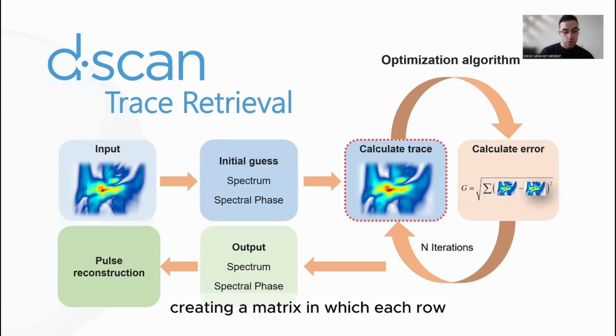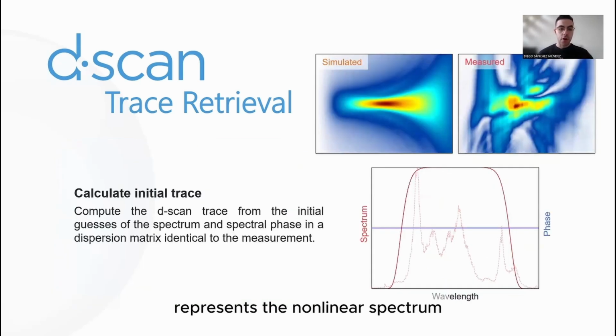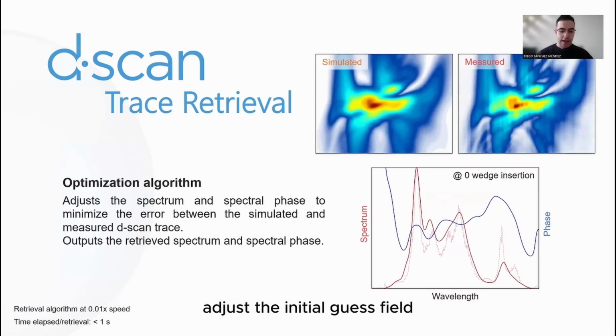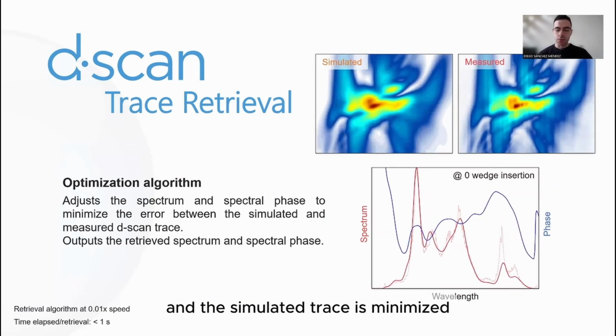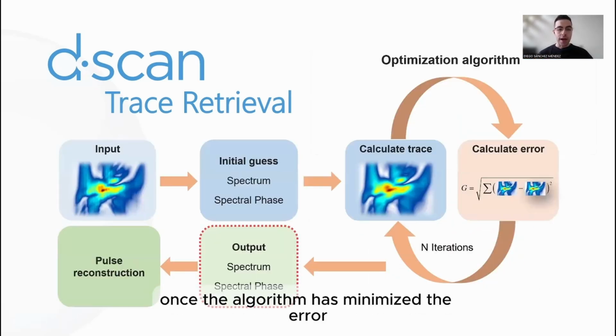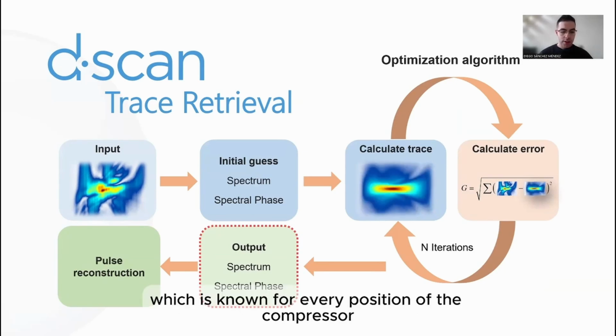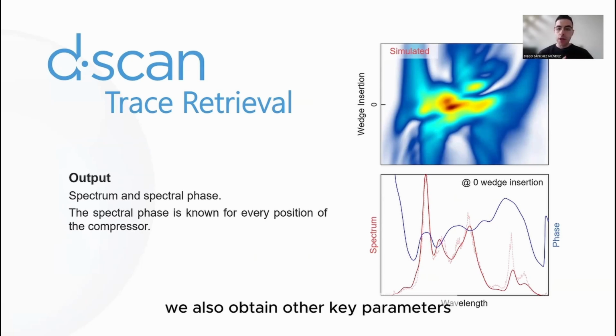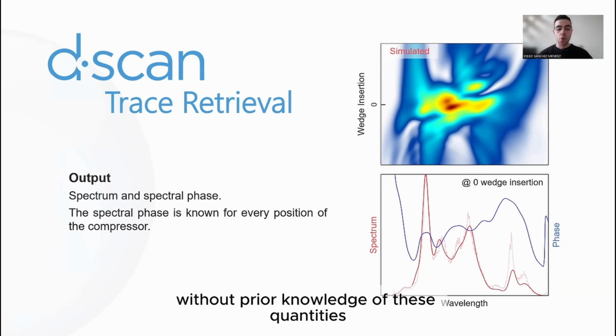Then, with this field, what we have to do is to simulate the dscan trace, creating a matrix in which each row represents the nonlinear spectrum for a given glass insertion. Then the optimization algorithm adjusts the initial guess field until the error between the measured and the simulated trace is minimized. Once the algorithm has minimized the error, we get the spectrum and the phase, which is known for every position of the compressor. With the dispersion scan, we also obtain other key parameters, such as the spectral response function of the nonlinear process and the spectrometer, without prior knowledge of these quantities.